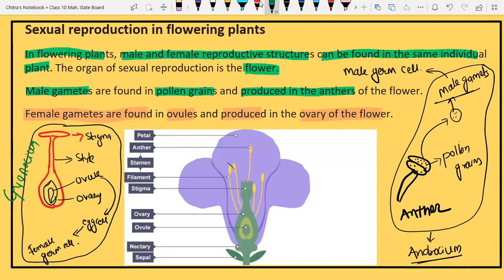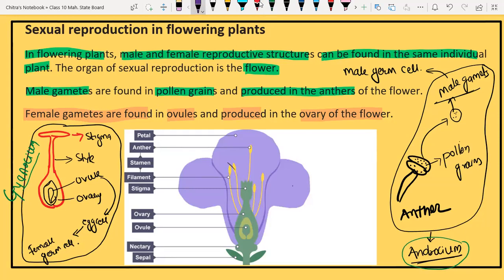So here we have the two main organs of the plant. Gynoecium is the female reproductive part and androecium is the male reproductive part. Understood, everyone? Yes, sir.